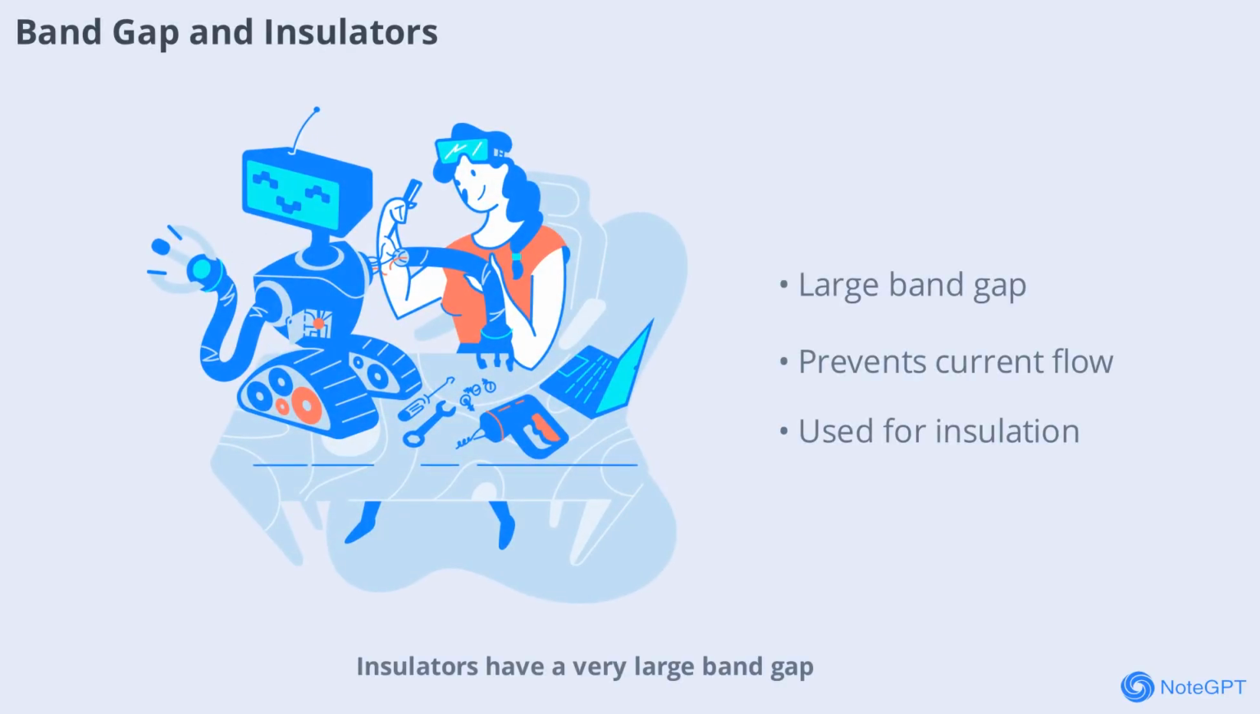Insulators have a very large band gap, making it nearly impossible for electrons to move from the valence to the conduction band under normal conditions. This property makes insulators perfect for preventing unwanted current flow in electronic circuits. Materials like glass and rubber are classic examples of insulators, and their wide band gaps are key to their function.